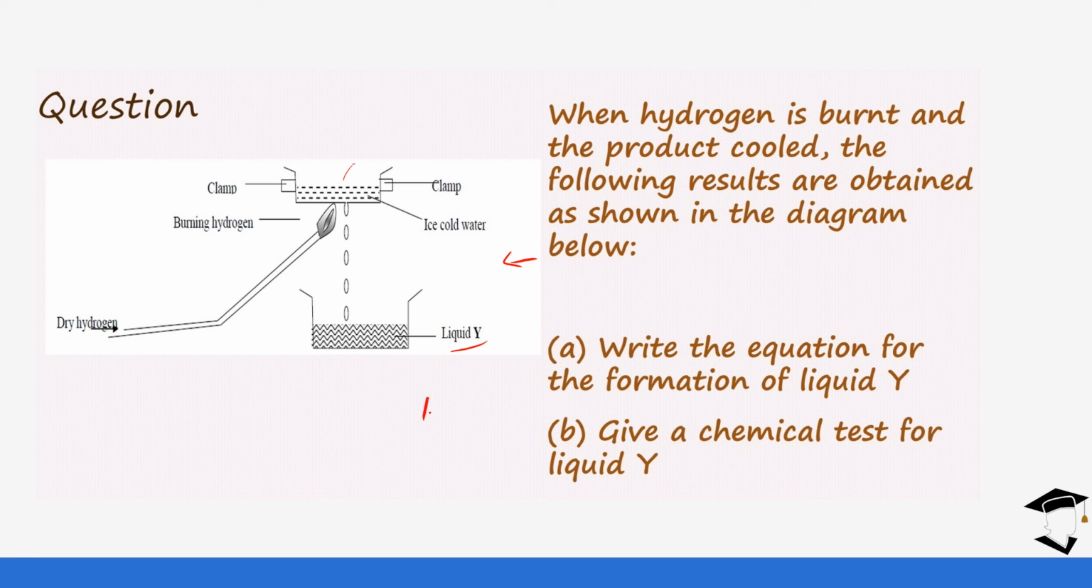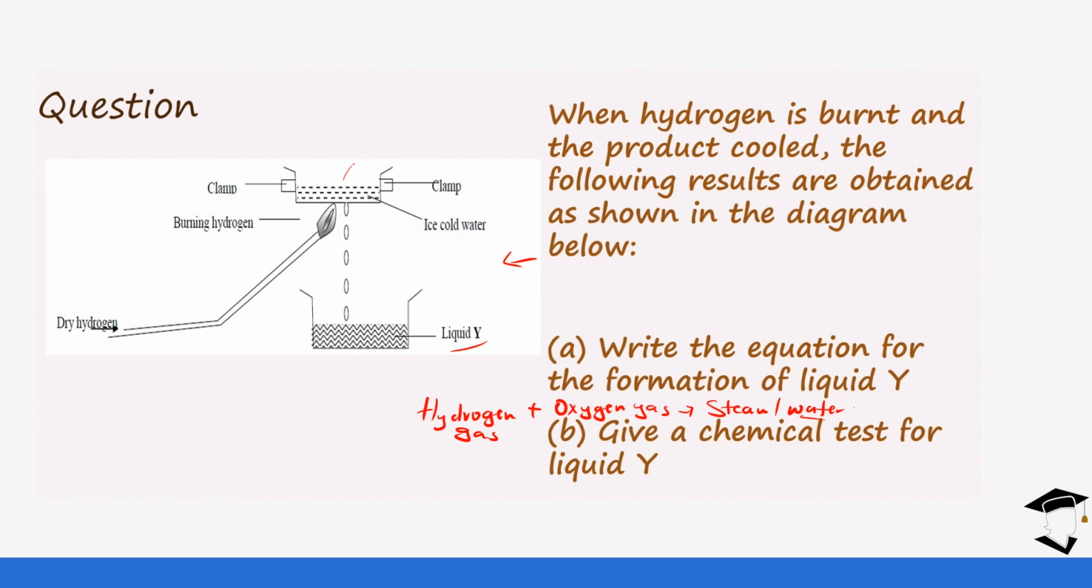So it's going to be hydrogen plus oxygen gas. Remember this is hydrogen gas as well. Oxygen gas to form steam or water. So you can use either. The first reaction causes the production of steam, which is cooled down to form water in liquid state.